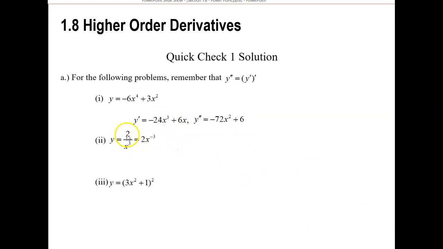Our second function here was 2 over x cubed. We're going to write that as 2 and then bring the x to the top as a negative third power. That's just rewriting the function. So then our first derivative using this form would be negative 6x to the negative fourth, which you could rewrite as this.